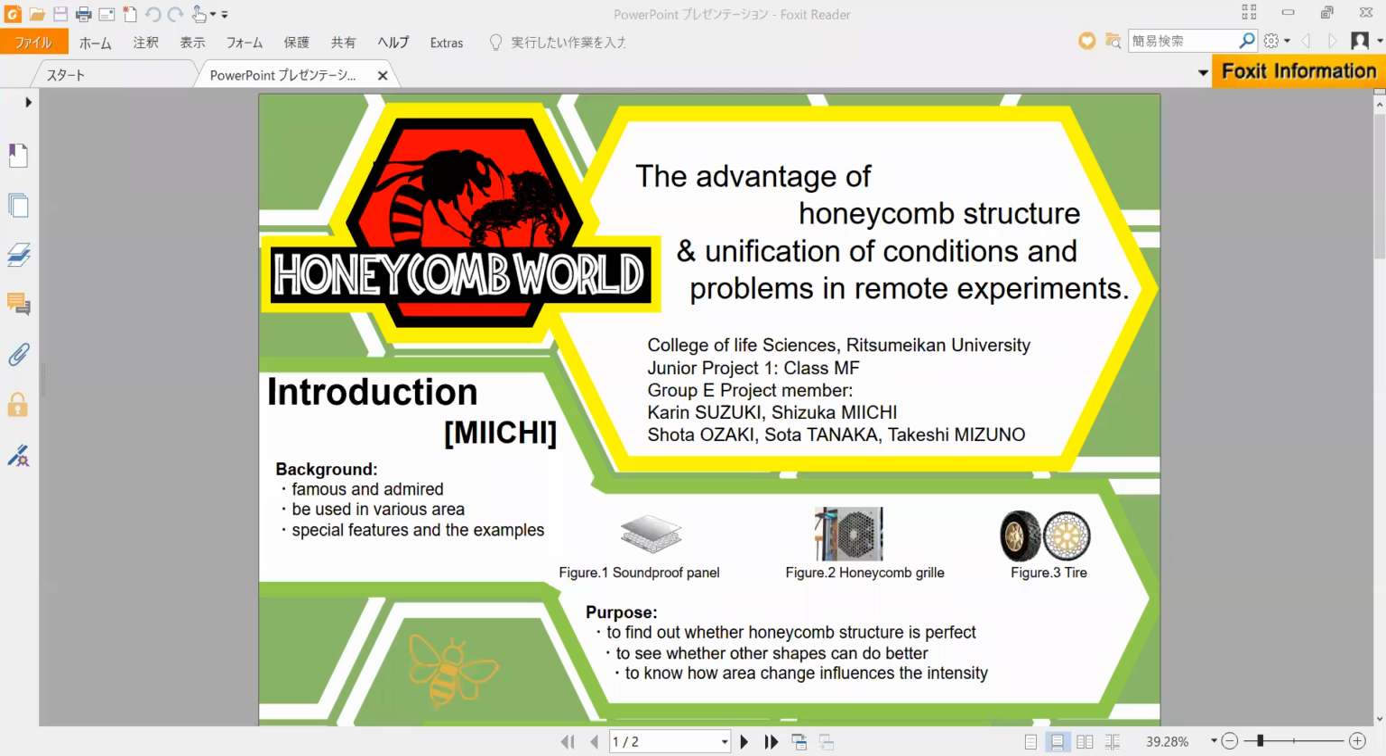Hello, I'm Miji Shizuka. I'm from Group E, and today our topic is the advantage of honeycomb structure and unification of conditions and problems in remote experiments. First, let me introduce honeycomb structure.